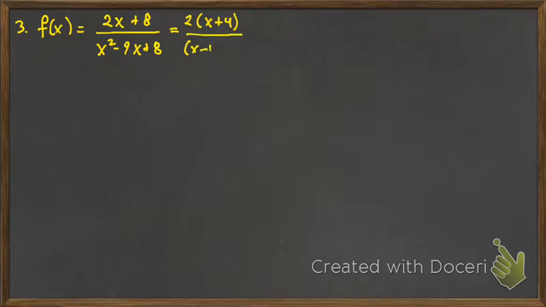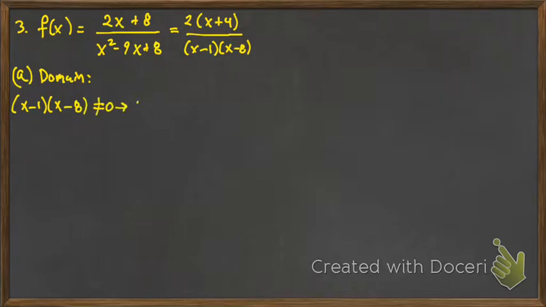So we're going to go ahead and factor both the numerator and denominator while we're at it. Nothing's going to reduce, so no holes. The domain is everywhere where the denominator is not 0, so we're finding a restriction. So x minus 1 and x minus 8 can't be 0. So that gives us 2 restrictions: x can't be 1 and x can't be 8. So the domain will be everything but 1 and 8.